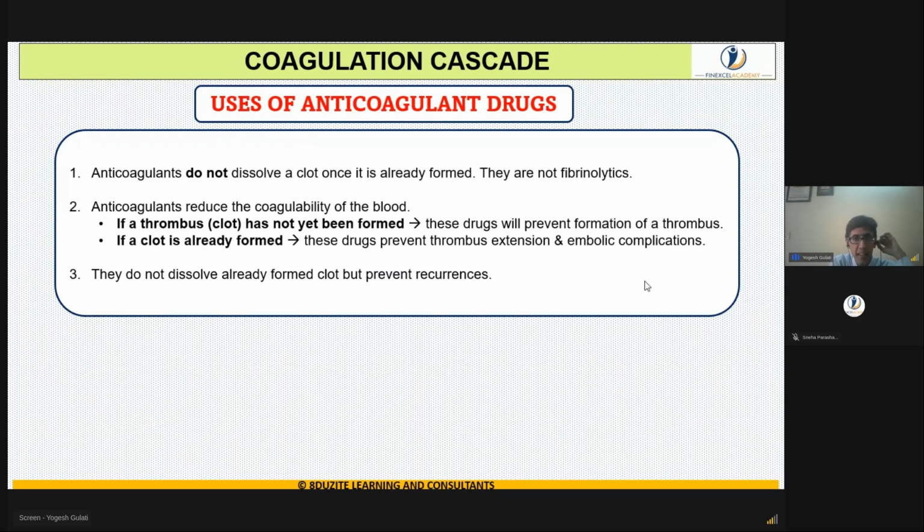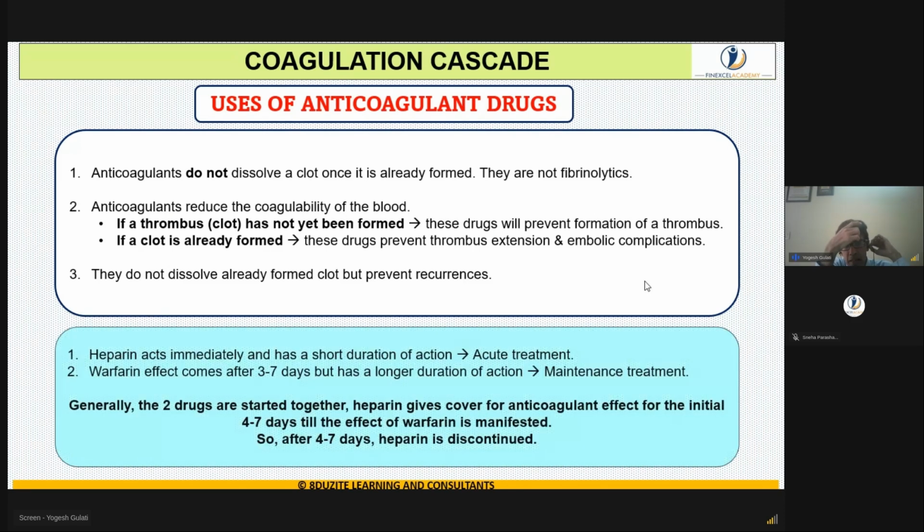So it will prevent the extension of thrombus. Whatever is formed, it will not allow it to grow further into a larger length. So it will prevent extension of thrombus, it will prevent embolus, but it will not dissolve a clot. Which is also important. It prevents recurrences, but it does not dissolve a clot. So we keep on confusing that anticoagulants are clot dissolving. It is not clot dissolving, it is preventing the formation of clot, and if it is already formed, it prevents the extension of clot or embolic complications.